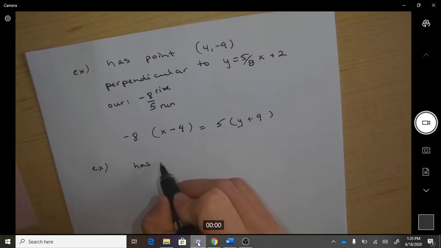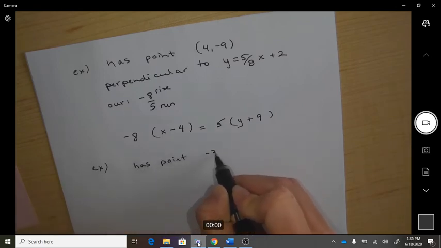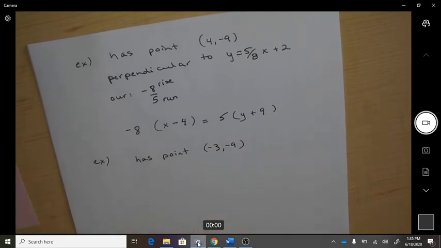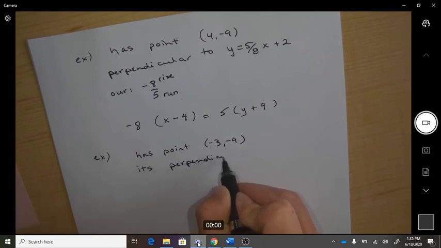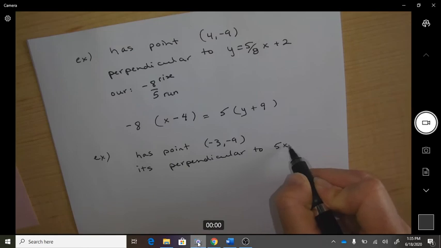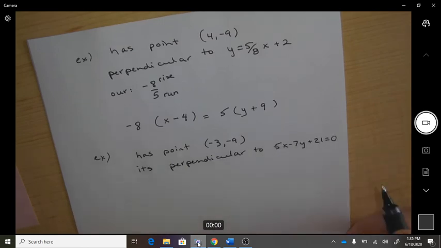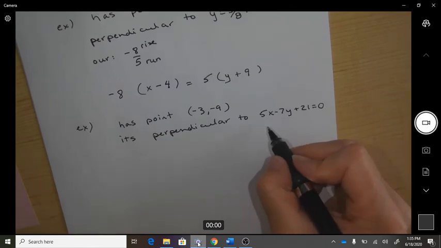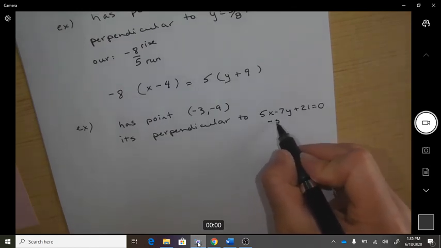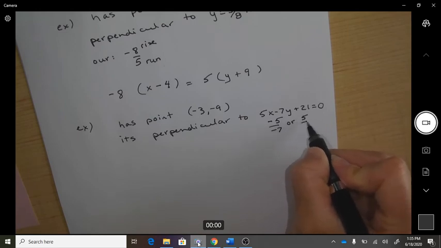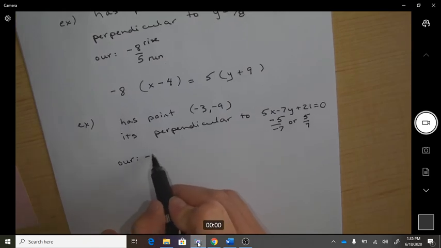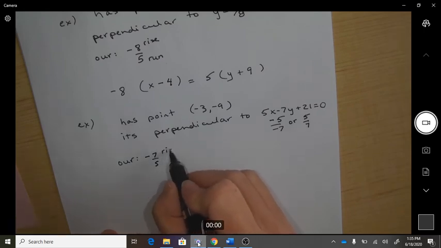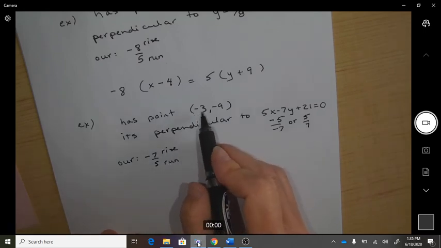Okay, we have a point and we know it's perpendicular to this line. Okay, so what I'm going to do is I'm going to find the slope of this. So that's the slope of that one. So our slope would be -7/5. So this is our rise and our run, and we have that point.